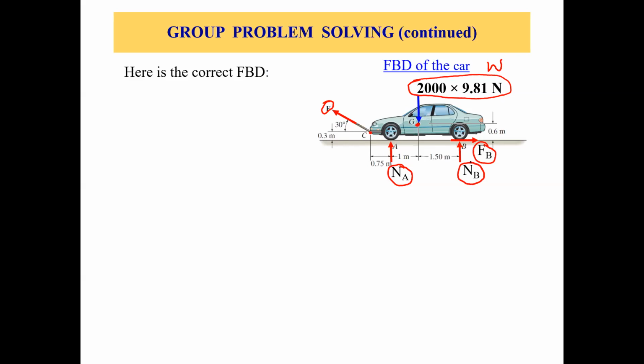Now let's see how many unknowns we have. We have F, NA, NB, and FB. So we have 1, 2, 3, and 4. So we have 4 unknowns, right? Okay, so there are 4 unknowns: F, NA, NB, and FB.